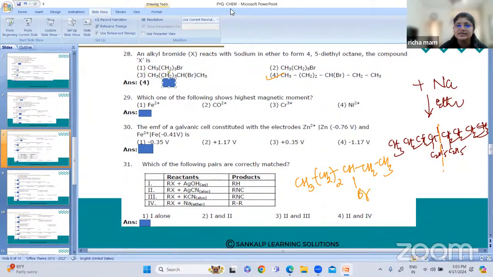Got it? So at this attaching position I am going to take Br, and the rest will all remain the same. So this is the alkyl bromide which is to be reacted with sodium in the presence of dry ether to give you 4,5-diethyl octane.